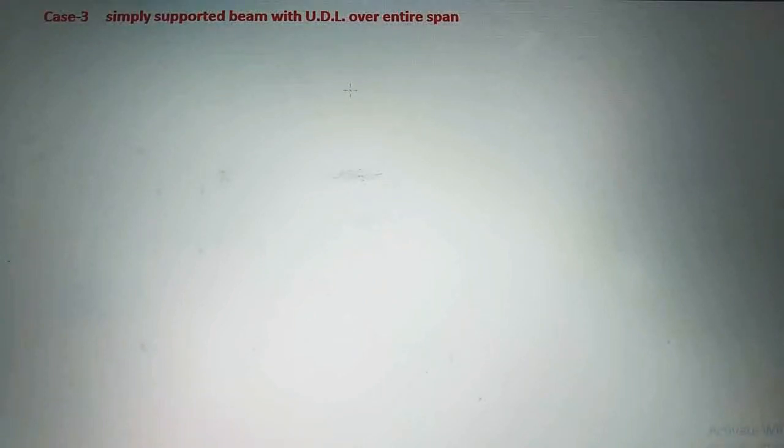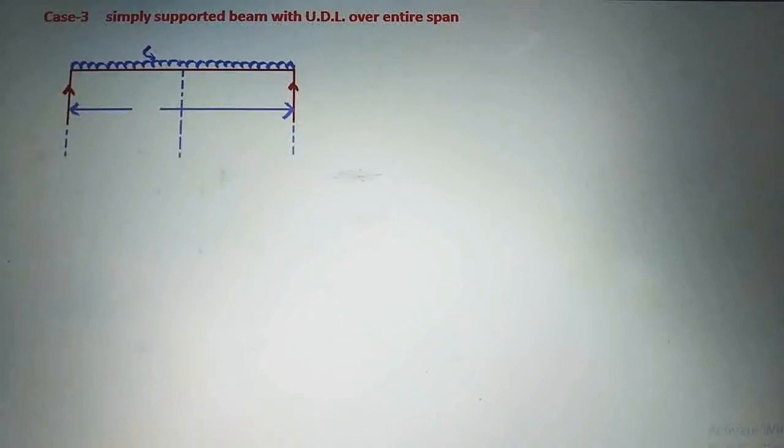This is case number 3 for the simply supported beam. The case number 3 has the statement of a simply supported beam with U.D.L, that is uniformly distributed load, over the entire span. So first of all, we will draw the figure of a simply supported beam with U.D.L over the entire span.